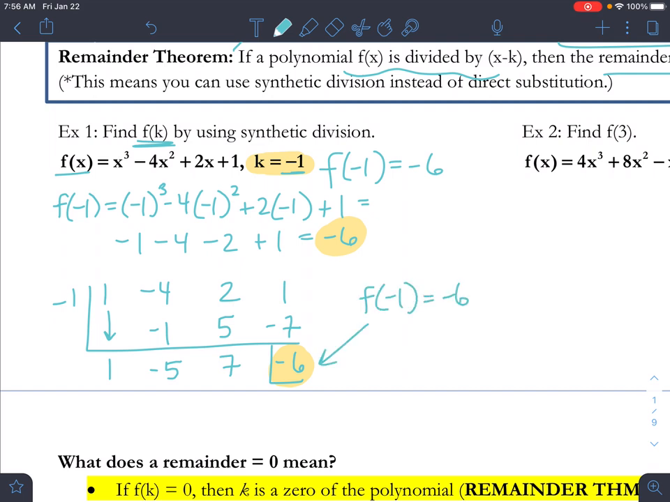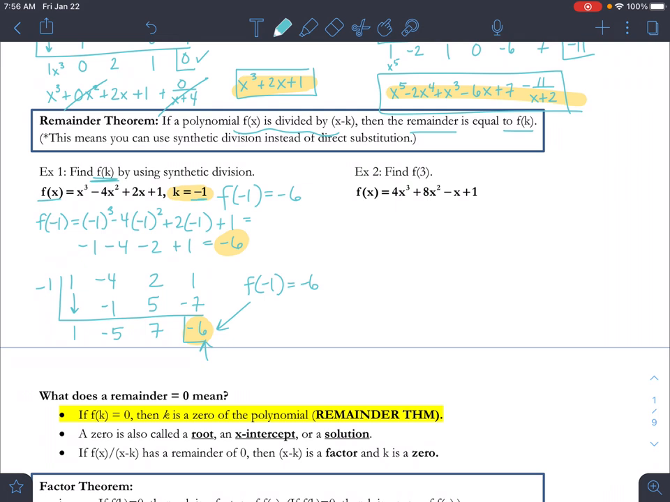So by the remainder theorem, whatever this remainder is in synthetic division, it's the same thing as plugging in negative 1 for x. So when it says find f of 3, we'll do this one in class, but you guys are going to end up setting up this.